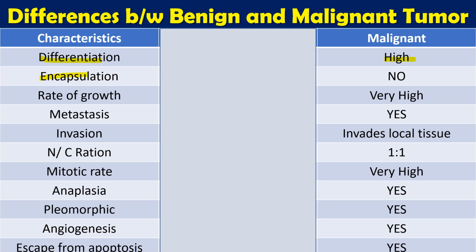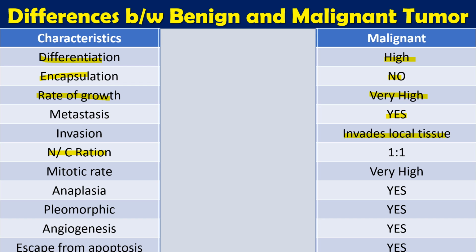Encapsulation: malignant tumors do not have any kind of capsule. Just now we have seen in the pictures, they do not have any kind of encapsulation. They are capsule free, so they can spread from one location to other locations. Rate of growth: malignant tumors have a very high rate of growth. They divide very fast, and the replication rate is very fast. Metastasis, detaching from one place and moving to other locations, occurs in the case of malignancy. Invasion: obviously malignant tumors invade local tissue.